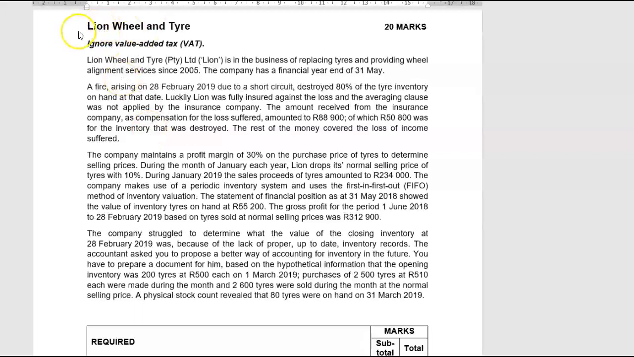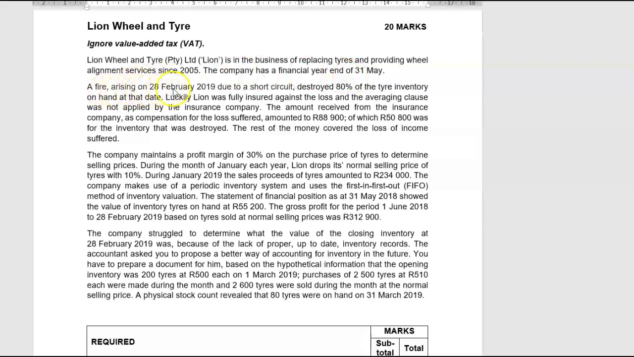Good. Let's see whether you really understand this whole concept of puzzle building. Line, Wheel and Tire. Ignore value-added tax. Line, Wheel and Tire Pty Limited is in the business of replacing tires and providing wheel alignment services since 2005. The financial year end is 31 May.